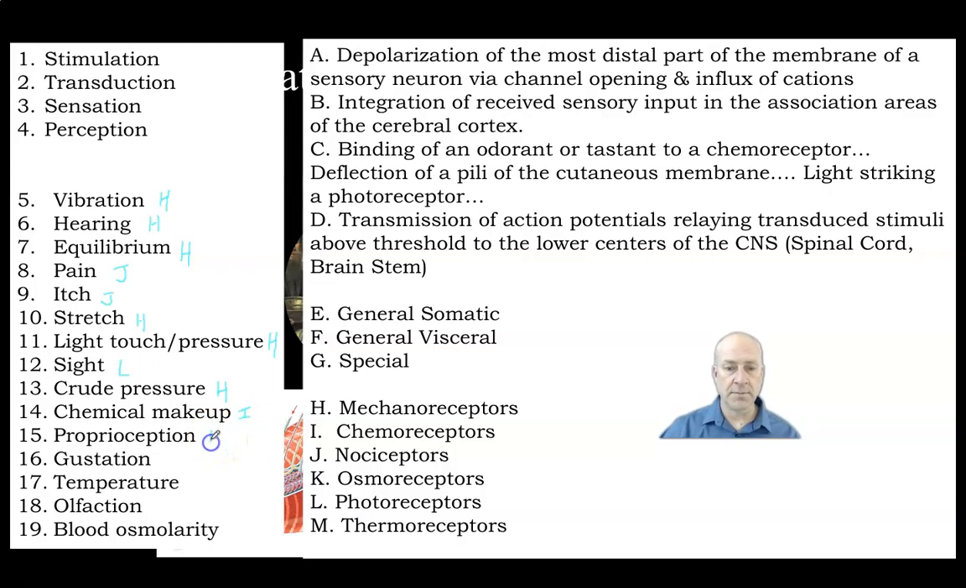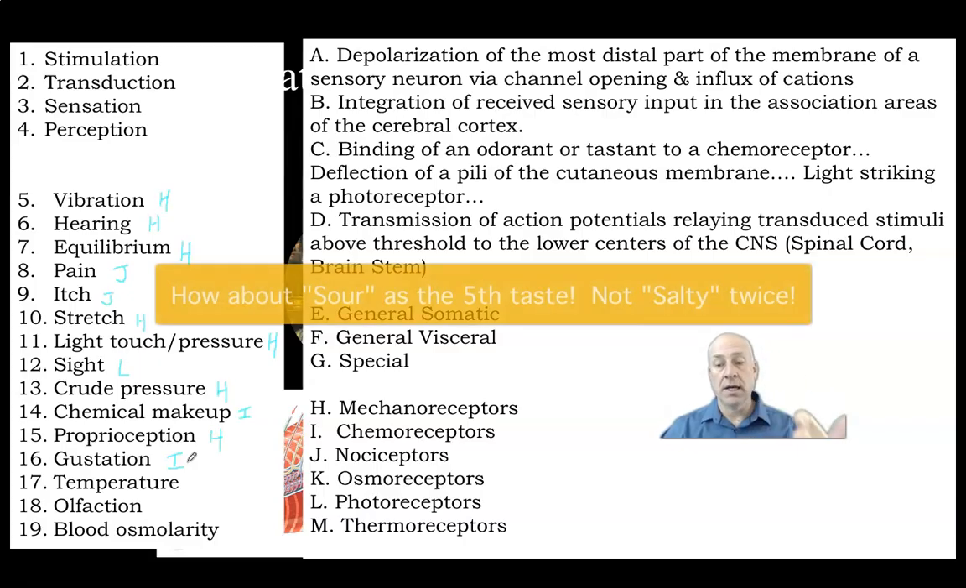Proprioception, mechanoreceptors. Gustation is done by chemoreception, right? There's actually specific chemicals, tastants are chemical molecules, and they bond to ligand-gated chemoreceptors, and they open up when that bitter, salty, sweet, sour, and umami, right?